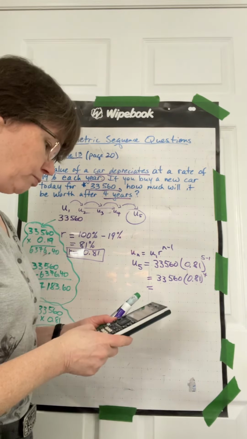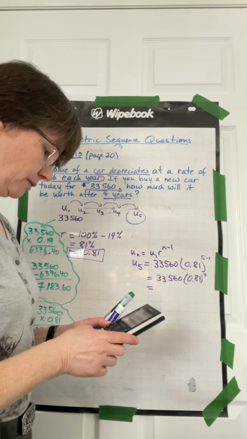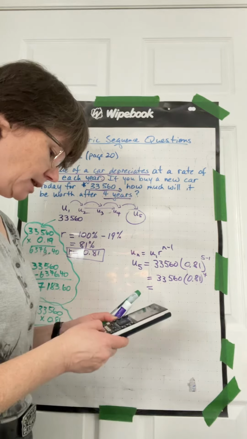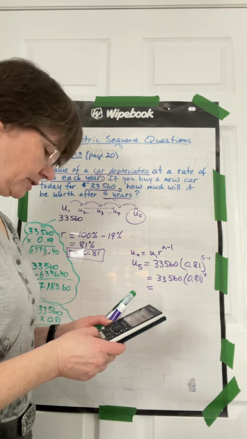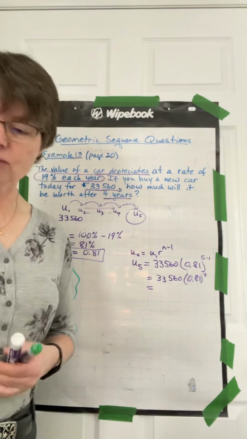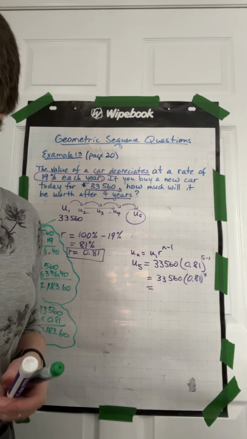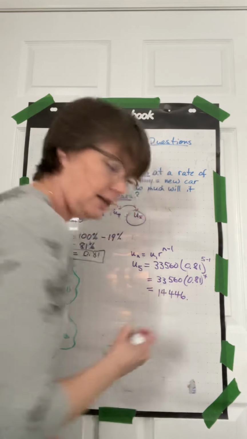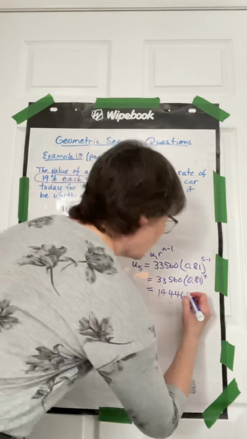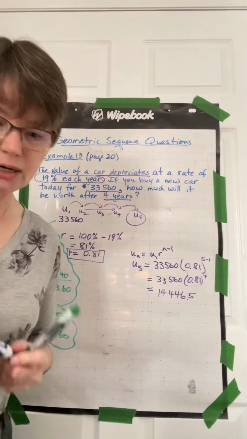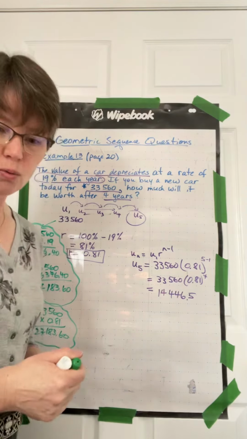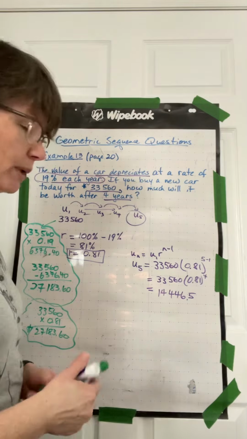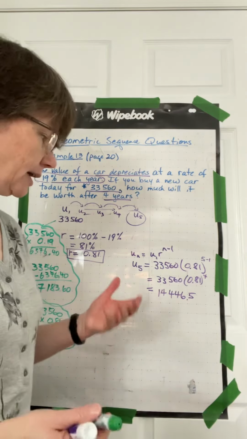So 0.81 to the power of 4 is 0.430467. Remember, keep that long digit. Multiply by the 33,560. And we get 14,446.5. Okay, so IB questions, unless they say otherwise, want us to use 3 significant digits, but money, usually we go by how much the money is.